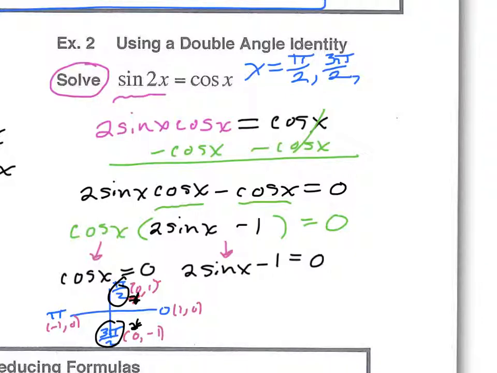How do I get the sine of x by itself? Add 1. So I've got 2 sine of x equals 1, then what? Divide by 2. Sine of x is equal to 1/2.